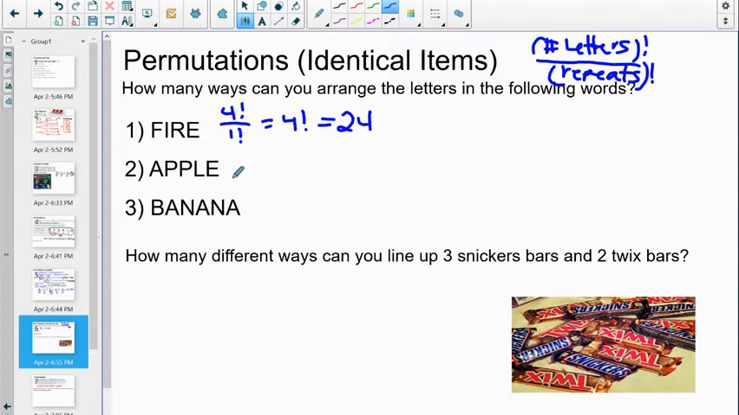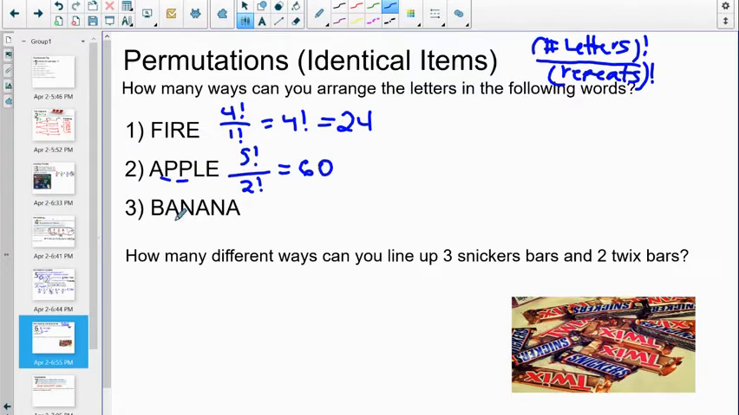Now with apple, how many letters do we have total? We have 5. So 5 factorial over how many repeats? 2 p's. So 2 factorial, because we have to divide by how many different ways you can arrange those 2 p's, because 1 p is no different than the other p because they're identical. Then we get 60 when you type that into your calculator.